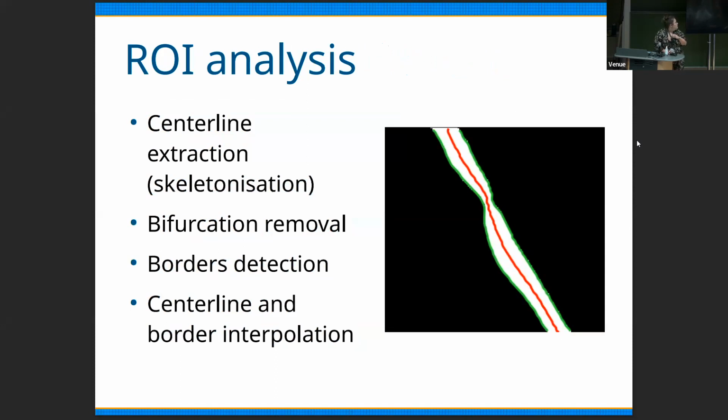The first step would be the extraction of the center line, which is performed by making a skeletonization of the binary image. Then the bifurcations are removed, and the borders are detected. As these curves were found pixel-wise, we interpolated and vectorized them to gain some resolution.